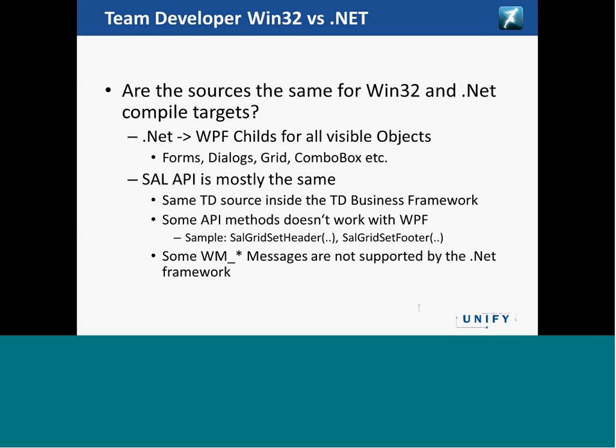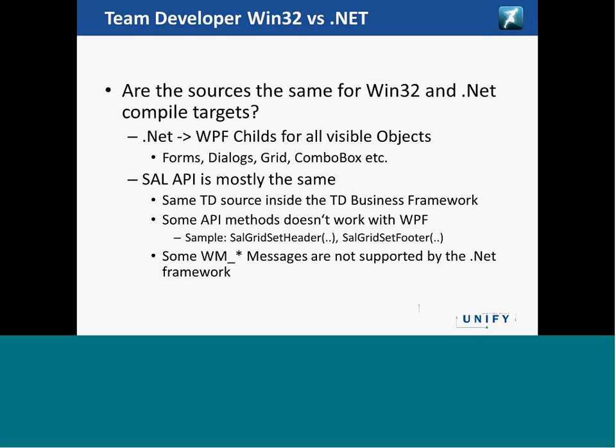So the existing objects must be replaced. You don't notice this if you make an application from existing Team Developer 4.2 sources into Team Developer 6 sources. We replace them during the migration process. So this is pretty simple. You don't have to touch them. Adding the table window and some other things, but later on I will explain a little bit more. The API is mostly the same. The same Team Developer source is inside the Team Developer Business Framework. So really the SAL functions, the SAL methods inside Team Developer IDE.